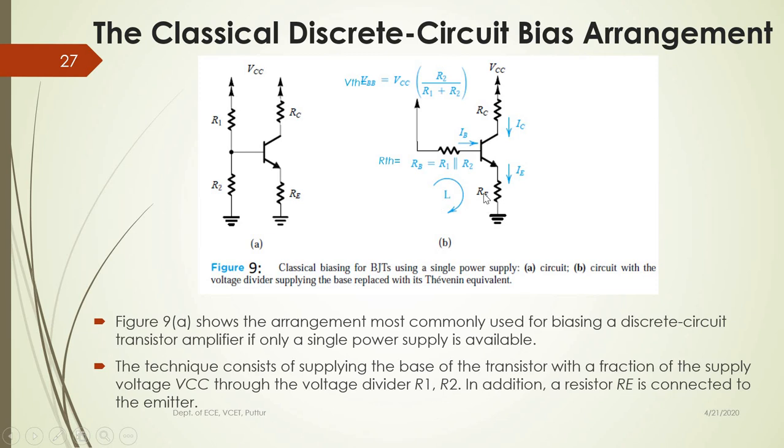When I say the design of classical discrete circuit bias arrangement, we need to calculate R1 value, R2 value, RE value, RC value, IB, IC, IE. So here we are going to maintain VB as constant. If VB is constant, IB is constant. IB is constant means your IC will remain constant and IE will remain constant. Thereafter, VC will remain constant. That is what we actually want. That is a stable output.